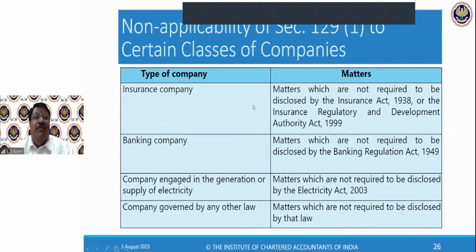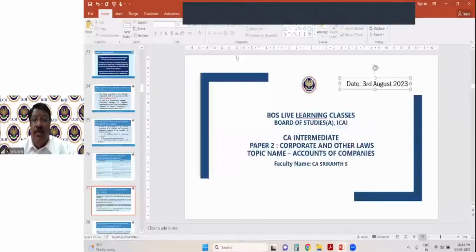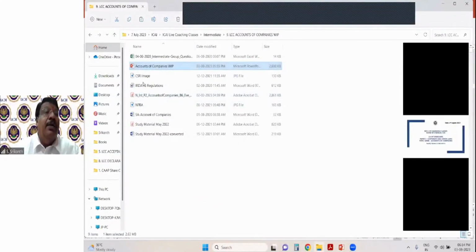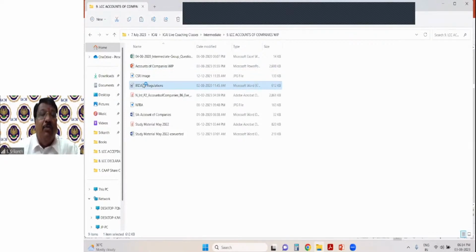I think I have it somewhere. I'll just check if I have it. If I have it, I will actually show it to you. I had it somewhere. IRDA. See, this is the IRDA, what I'm now showing on the screen. I'm now pulling up something on the screen. I hope you can see it.